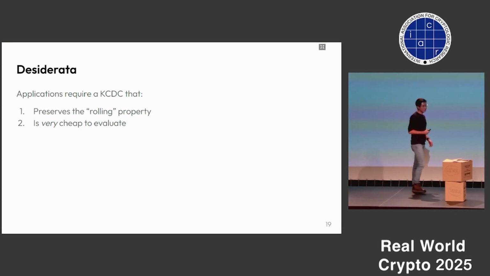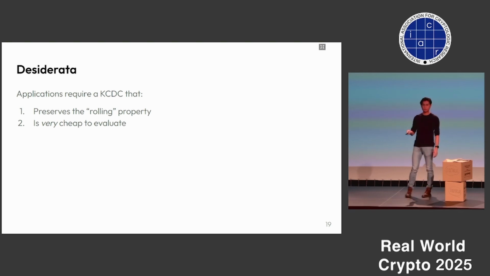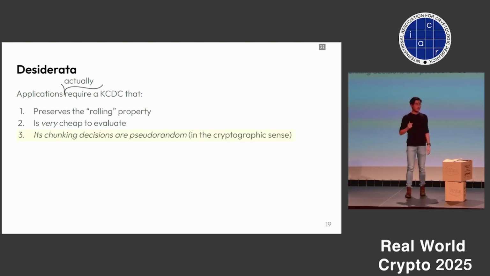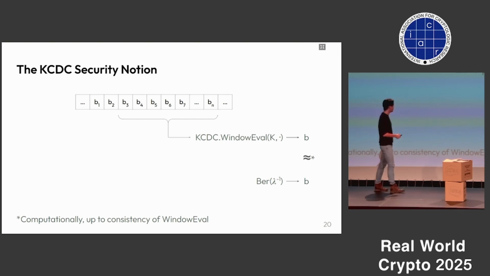Now, we said that they want a KCDC which is efficient, but what applications in the wild actually want, we contend, is that actually the chunking decision should be pseudo-random in a cryptographic sense. Now, what this means is what Matteo said earlier. So you take a window and you run window eval on top of it, and then you get a decision bit B, whether you chunk or not. Now, this bit B, which depends on the plaintext, should be computationally indistinguishable from just tossing a coin of the appropriate bias. And because tossing a coin does not depend on the file, this says intuitively that window eval does not leak a lot about the file contents.